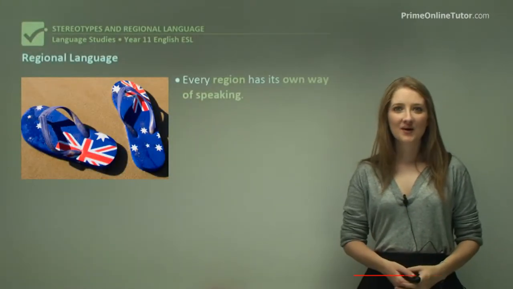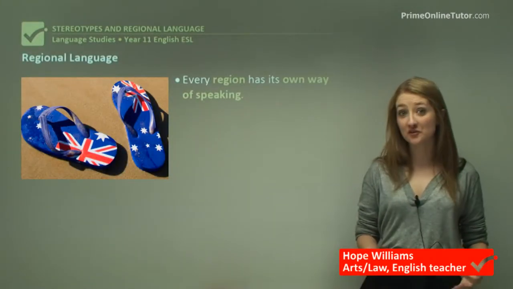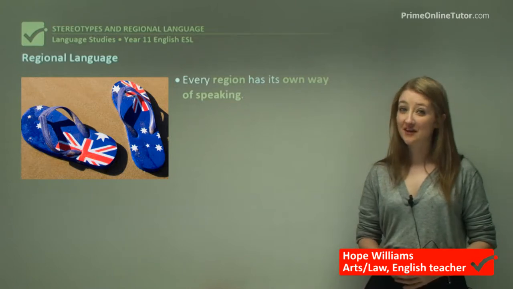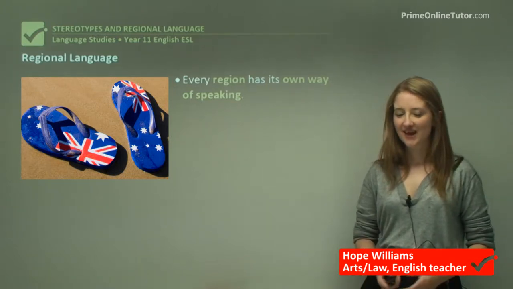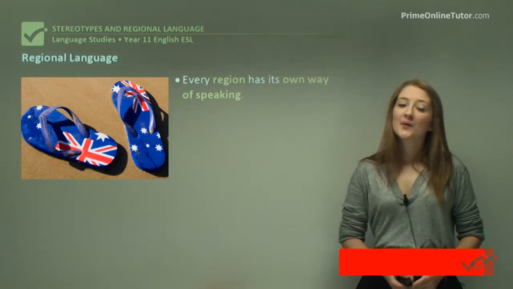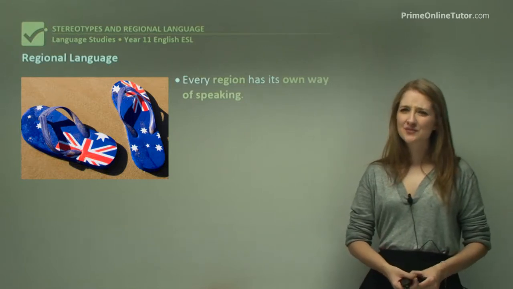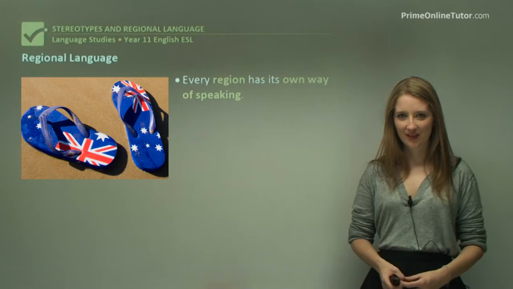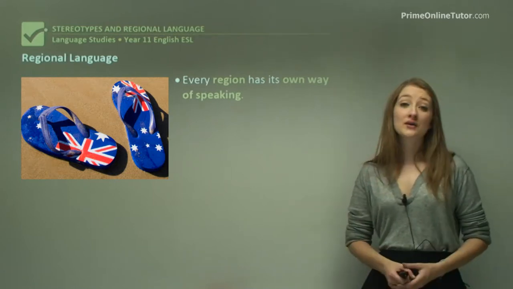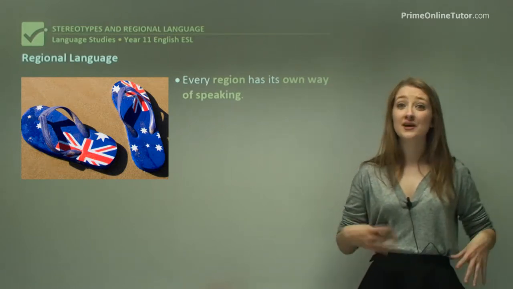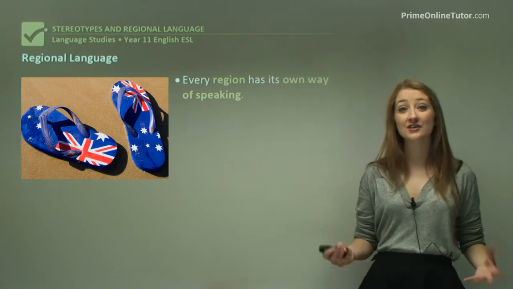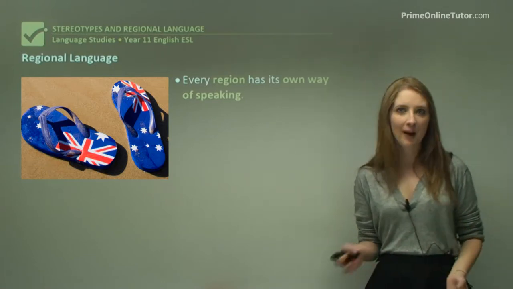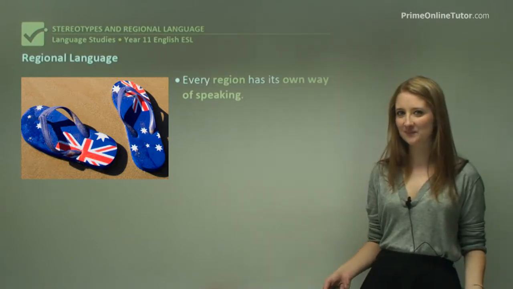Hi everyone, and welcome back to part two of our two-part video on stereotypes and regional language. In the first part of this video, we've already taken a look at some of the very stereotypical Australian views in society. In this next video, we're going to be looking at the typical Australian voice and use that to construct the sort of language that you might be seeing in the text that you're looking at.